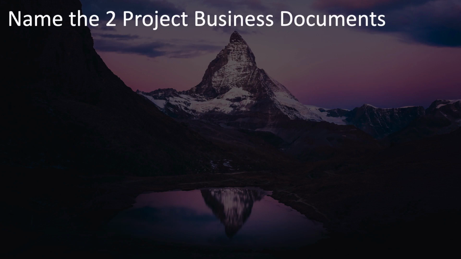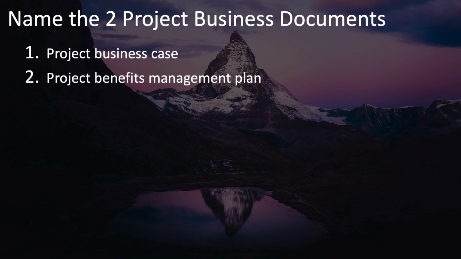There are two project business documents in the business documents category. Can you remember what these are? I'll give you some hints. These are pre-initiating documents. They come before any of the processes identified in the PMI process table. And there are no specific project management processes for creating these documents. They are the project business case and the project benefits management plan.